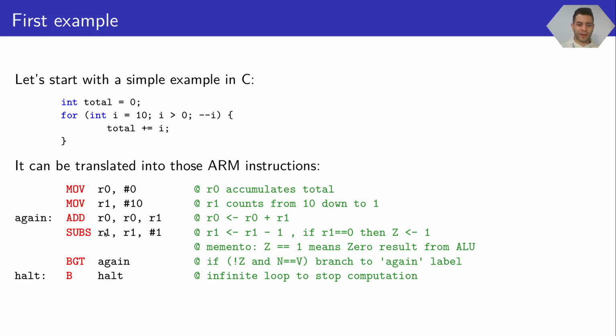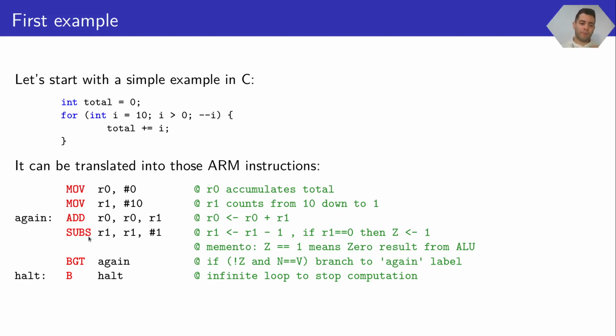We are subtracting 1 from the value that's stored in R1, and we are setting the result back in R1. Again, this could have been written like subs R1, 1, omitting this register. But here we are using the S. What does it mean?